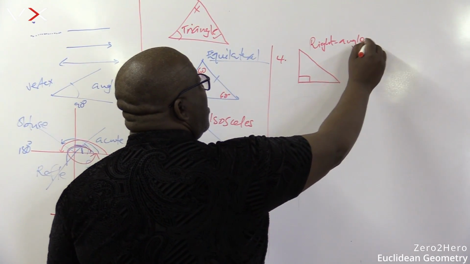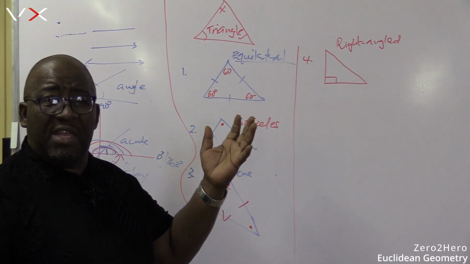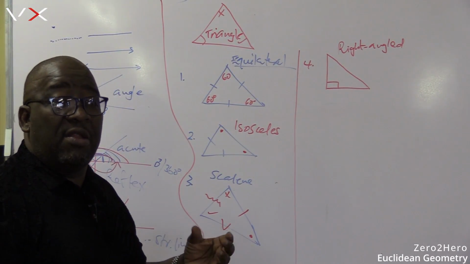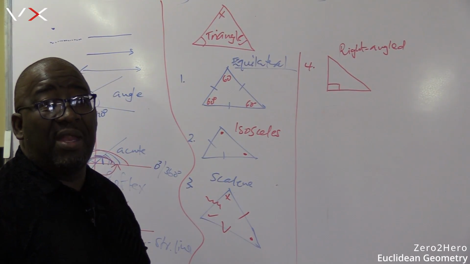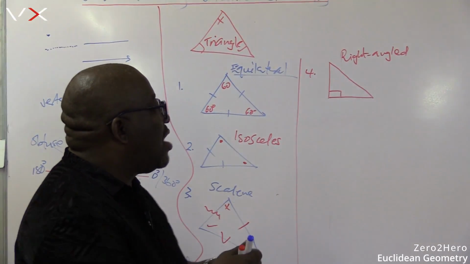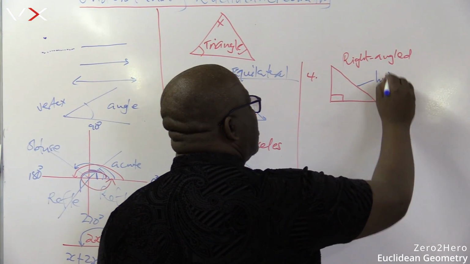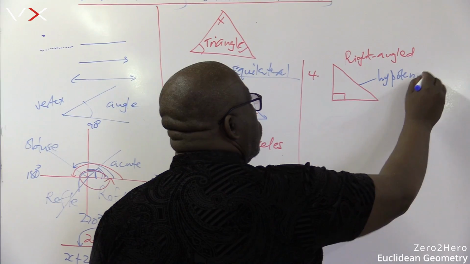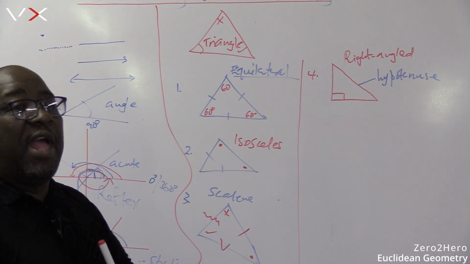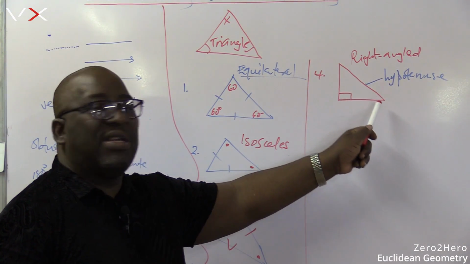This is a very important type of triangle, because this is the triangle that gives us the theorem of Pythagoras. Remember, you will use it a lot in your Euclid as well as in your analytical geometry. This side is called the hypotenuse. It is the side opposite 90 degrees. Out of the three sides that form this triangle, this will be the longest side.